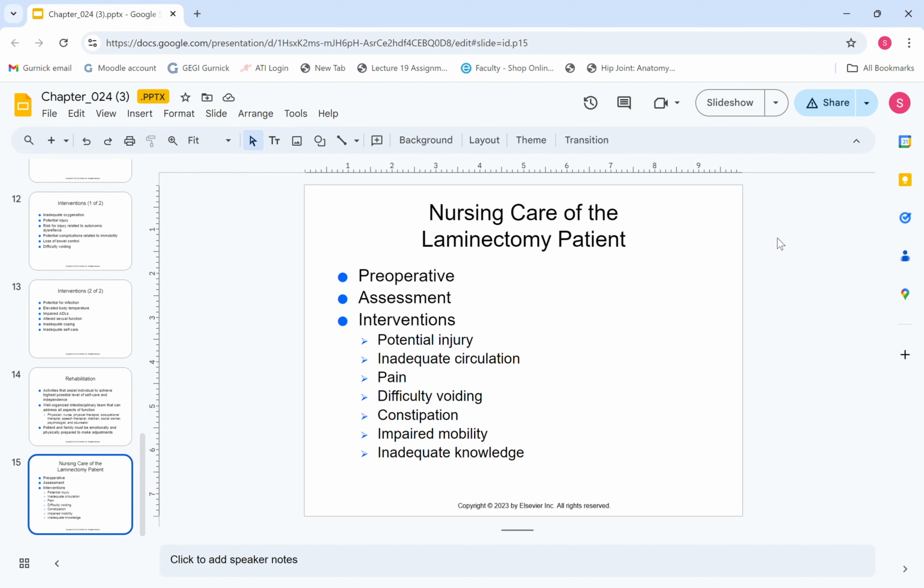So we might be giving the patient something like methylprednisolone or Solu-Medrol or one of the other steroids.